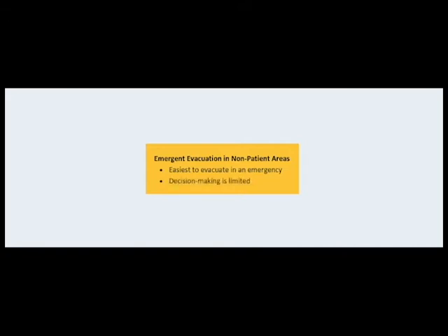First, we will explore emergent evacuation in non-patient areas. Non-patient care areas are the easiest to evacuate in an emergency because most, if not all, of the occupants can leave the space immediately and without assistance when directed. For this reason, decision-making is limited and does not require much approval. In fact, most occupants, once made aware of the problem, will leave on their own without direction.